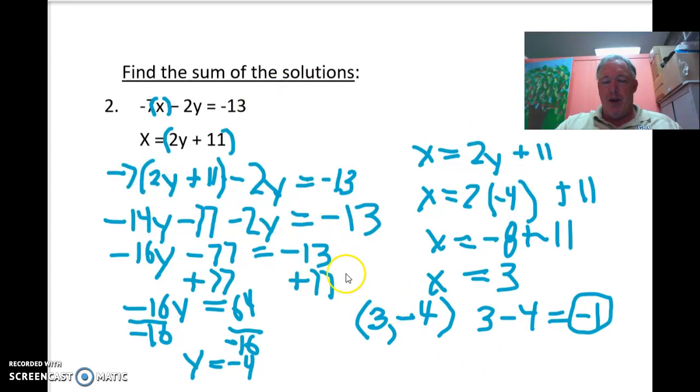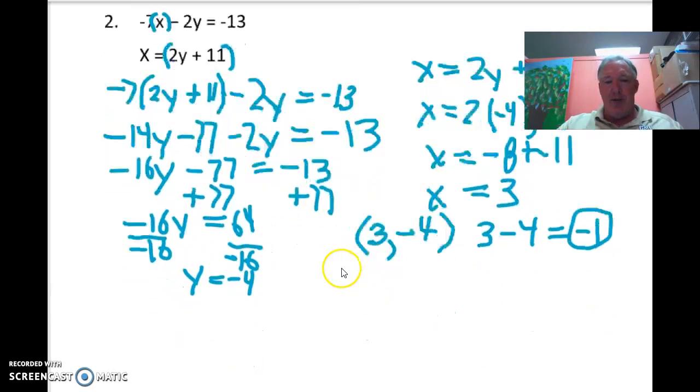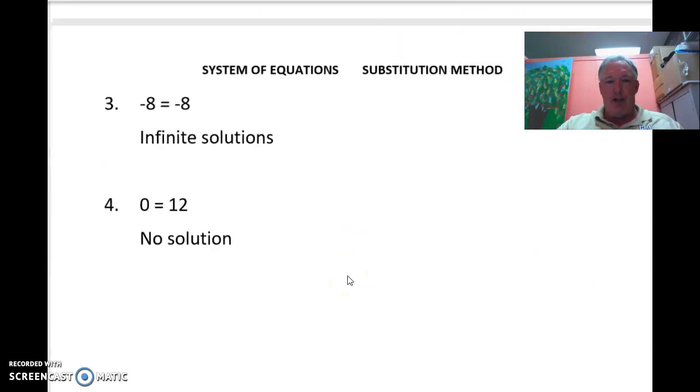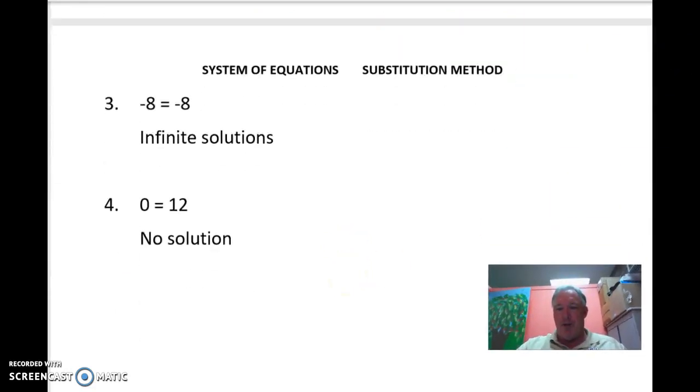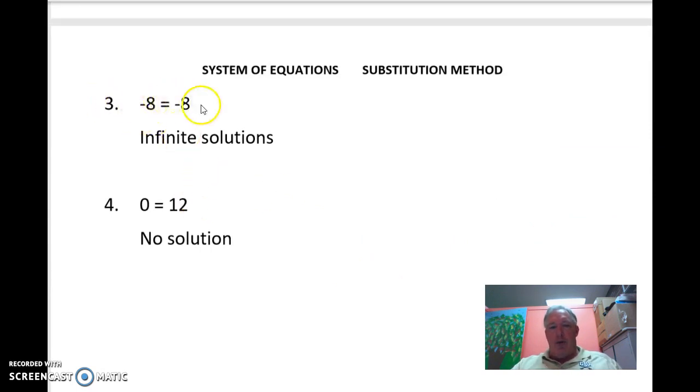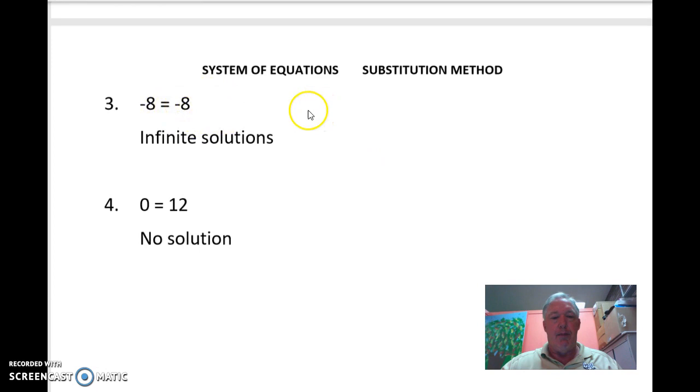Okay. All right, one more thing I would like to review in the system of equations with the substitution method is this. For problem 3, we're going to say that once we eliminated the number and the variable, and all you had were numbers left, instead of a number and a variable, if the two numbers left are equal to each other, then the solution to the problem is just writing out infinite solutions.